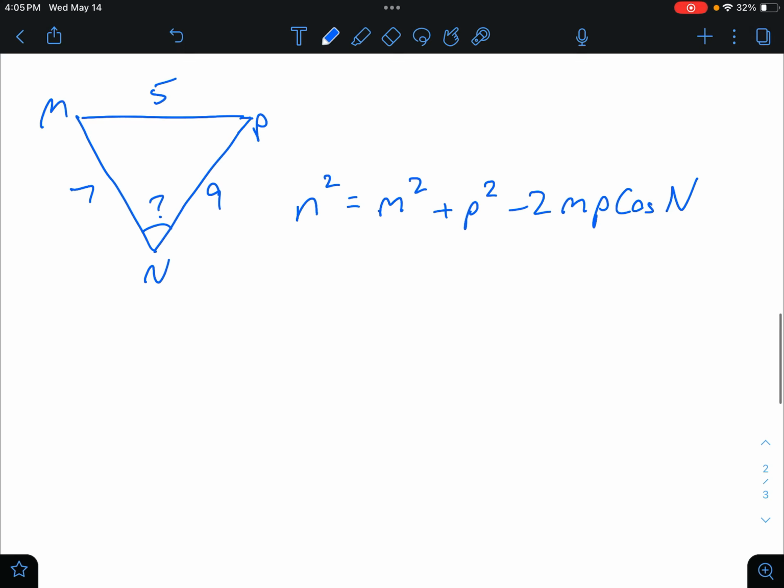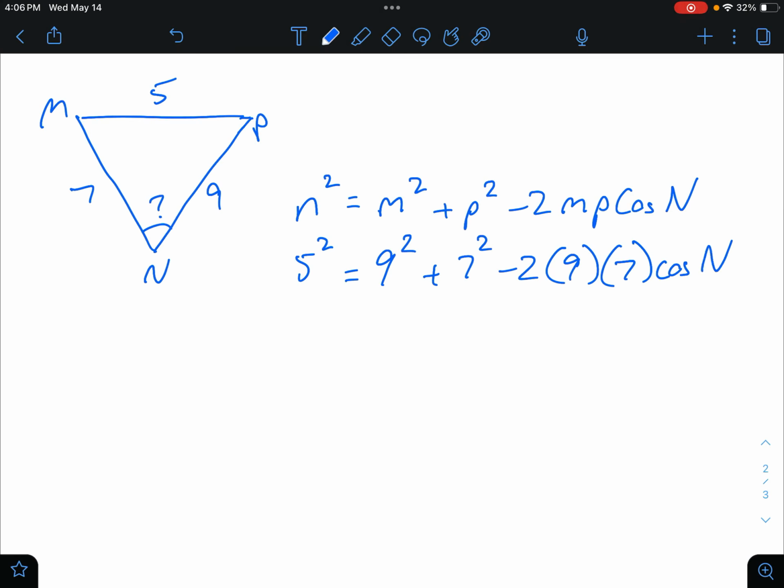Little n in this triangle is 5. So it would be 5 squared equals, little m is 9, so that's 9 squared. Little p is going to be 7, so that's 7 squared. Then it's minus 2 times m, which is 9, times p, which is 7. And then it's cos angle n. That's my mystery variable. I don't know that thing. So my goal is essentially I want to isolate this thing for cosine.